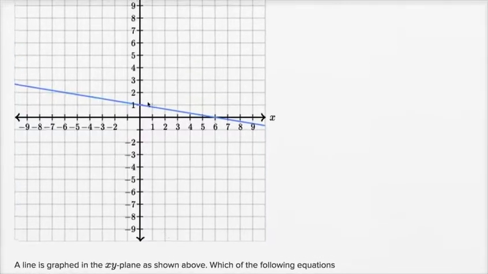When we look at this, I can see there are two interesting points. Let me write this a little lower so we can look at it at the same time as the equation choices. When x is 0, y is 1. So that is the y-intercept, we could say. And when x is 6, y is 0.